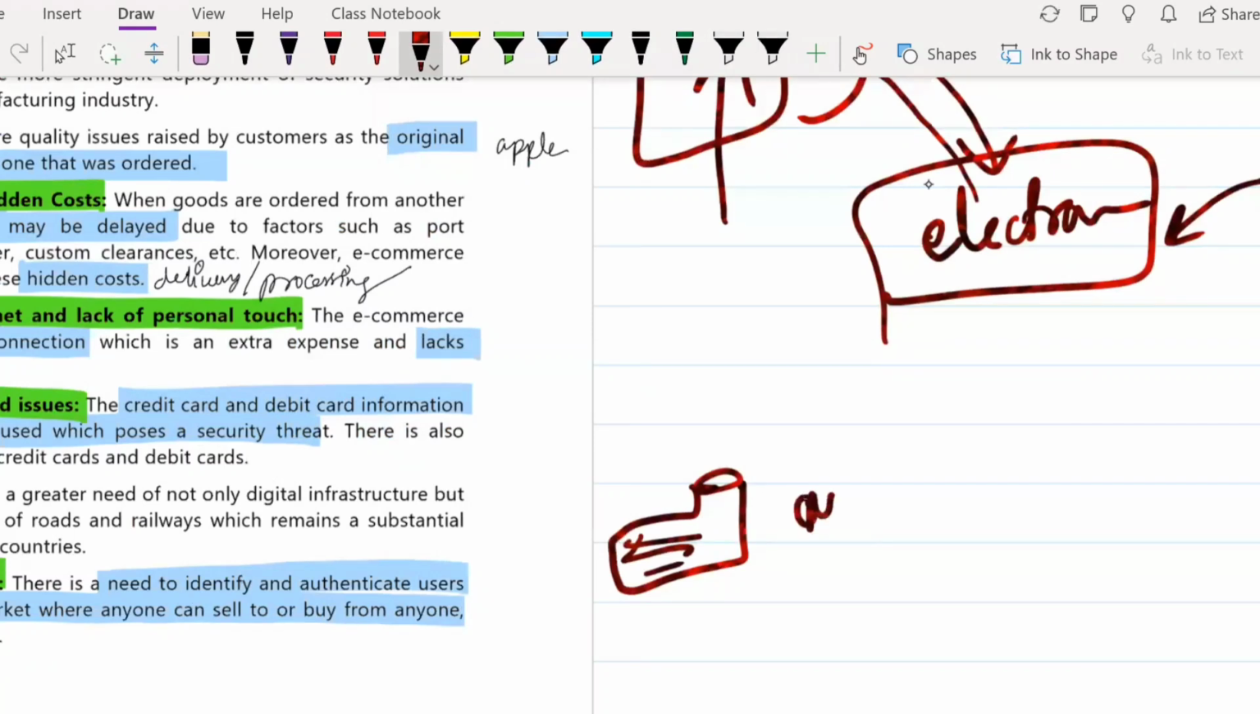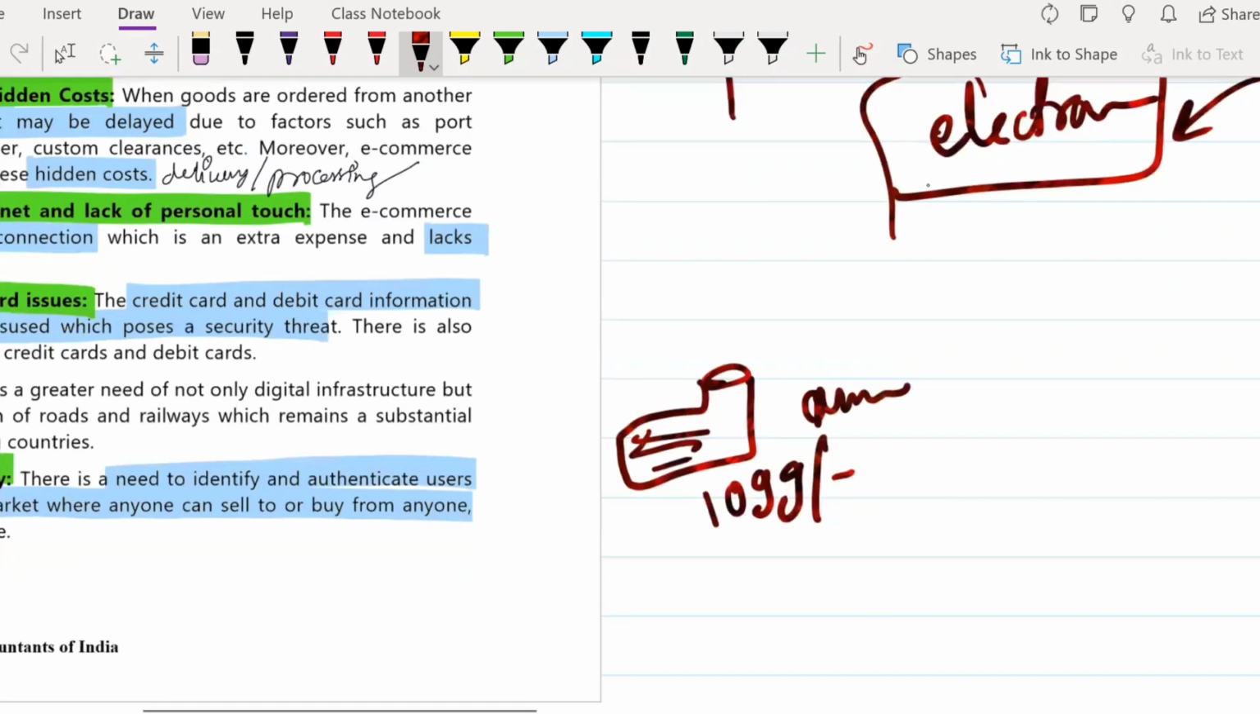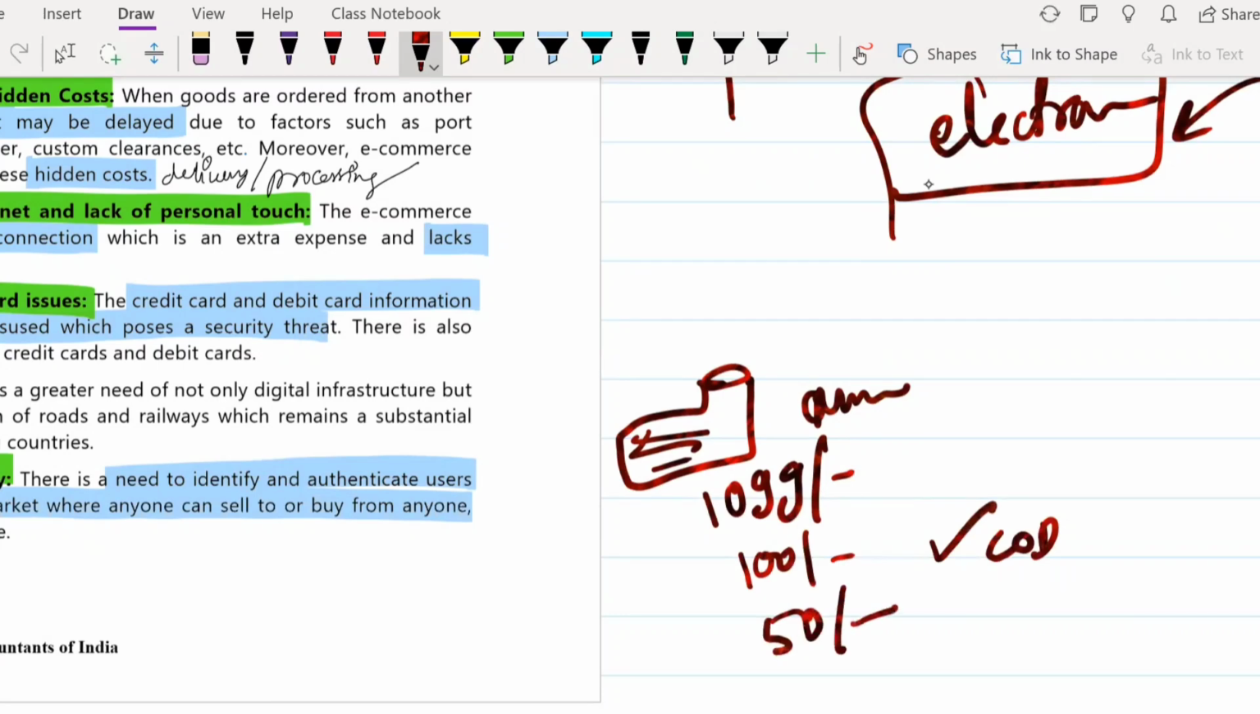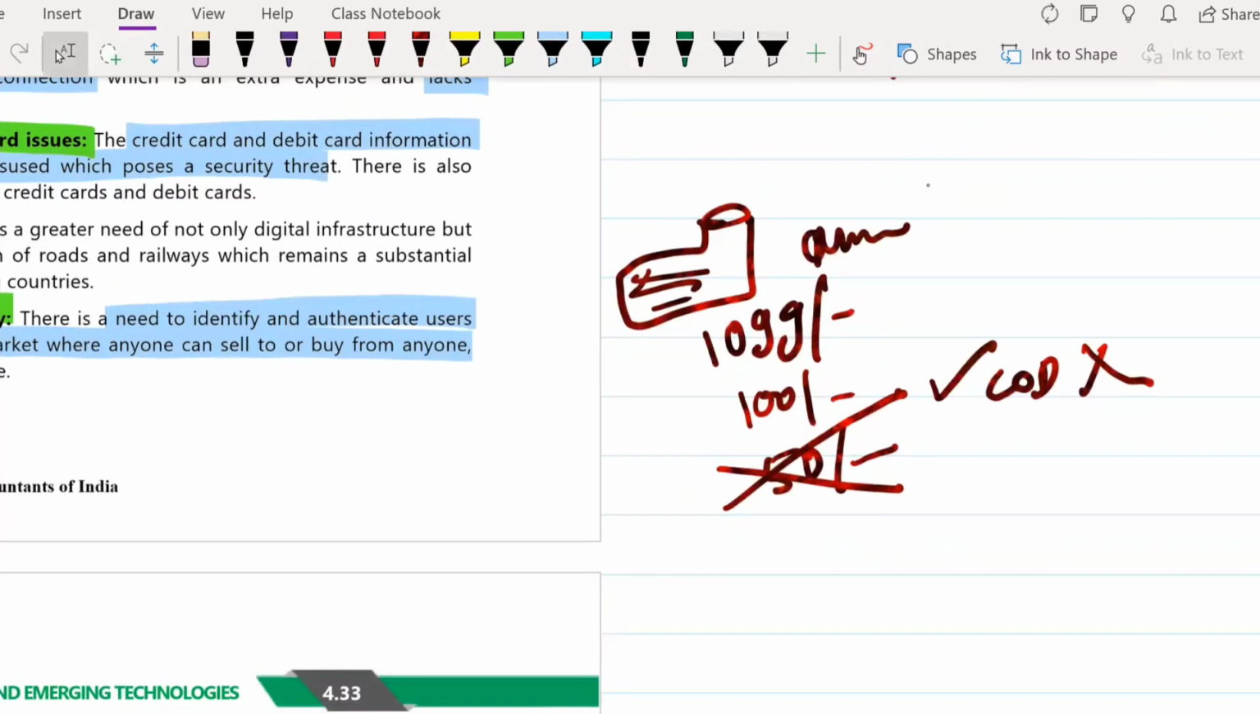In Amazon, it will be directly written that this shoe is, suppose, 1099 rupees after putting in all the discounts. And here the shipment cost is going to be 100 rupees. If you are going to take the option of cash on delivery, then you will have to pay an extra charge of 50 rupees. If you are not taking cash on delivery, then this 50 rupees will not be there.